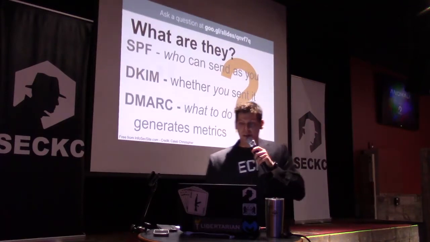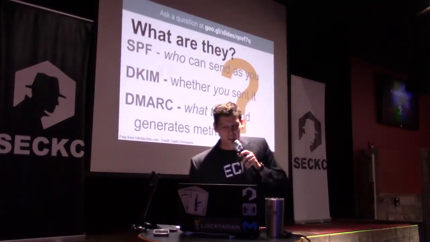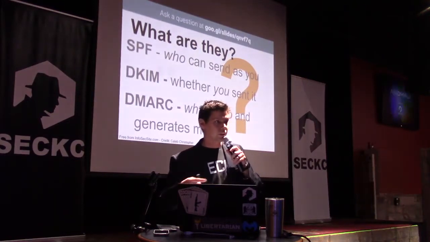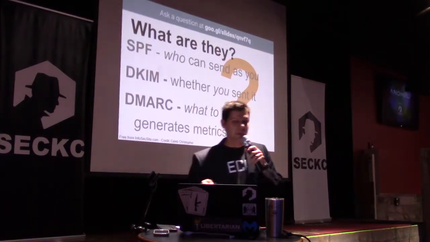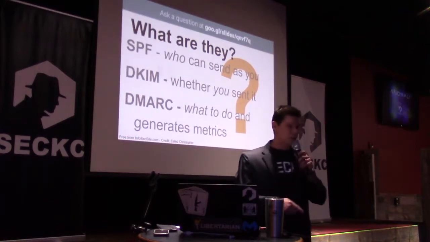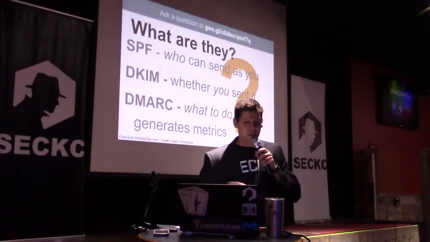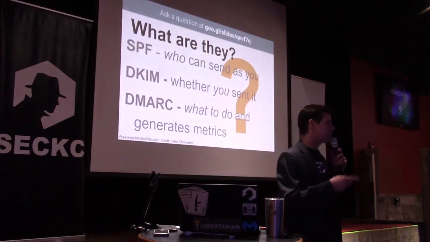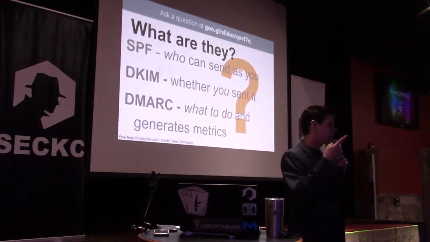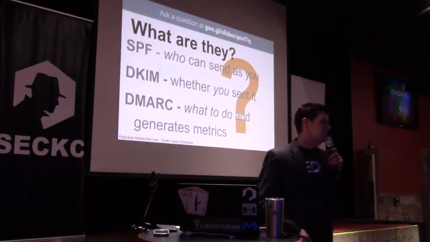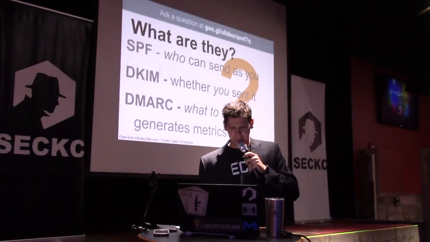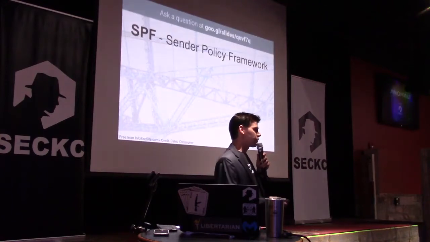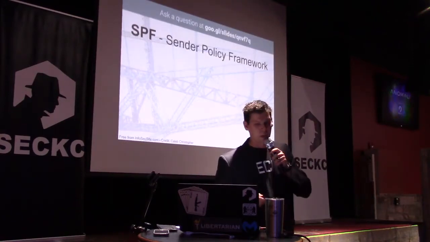And DMARC is the line in the sand. What it does is it tells receiving servers, other servers, what to do with messages that purport to be from your domain. It runs the SPF and DKIM tests, and then you get to tell the receiving server either accept the message, reject it, or quarantine it. And it adds reporting, so you get to see how many messages are coming in on behalf of your domain.